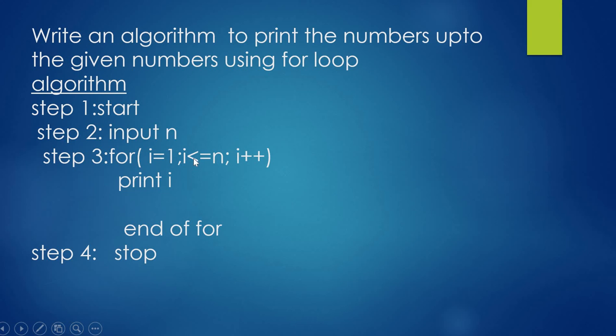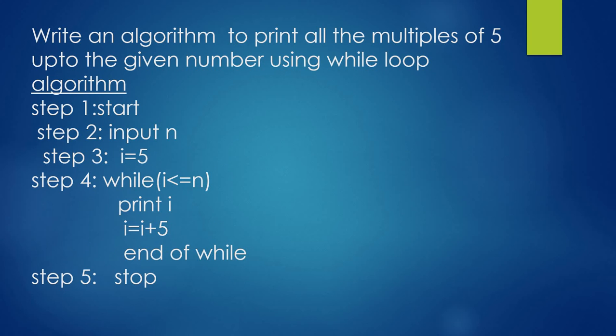See, for I is equal to 1, I less than or equal to n. After this condition, executing the statement. After the statement only, it is incrementing the value. I is equal to 1, then checking the condition, then print I. After print I, it is incrementing the value of I. I plus plus means I is equal to I plus 1. Then again it will check the condition. If the condition is false, it is coming out of the loop.